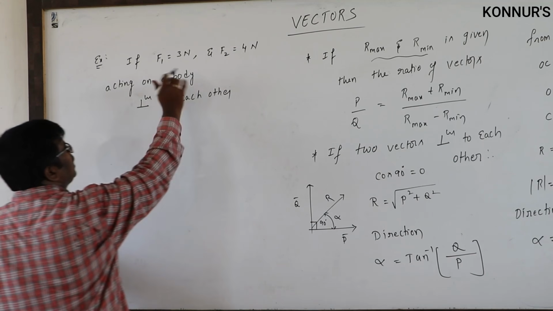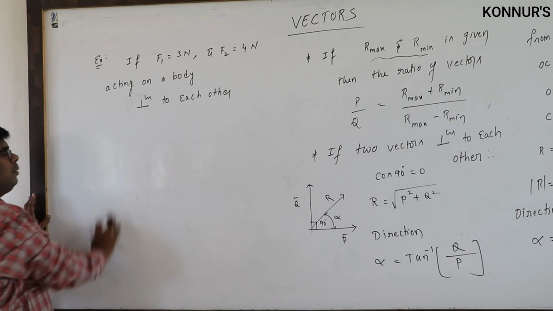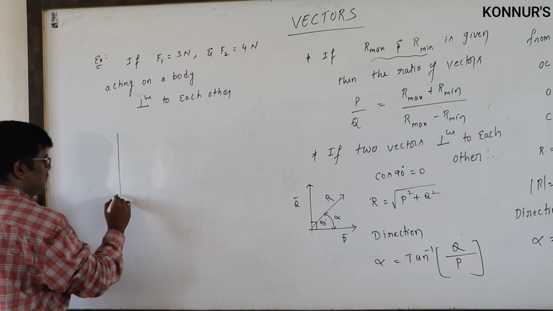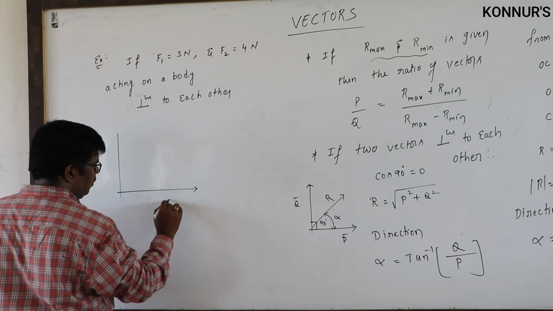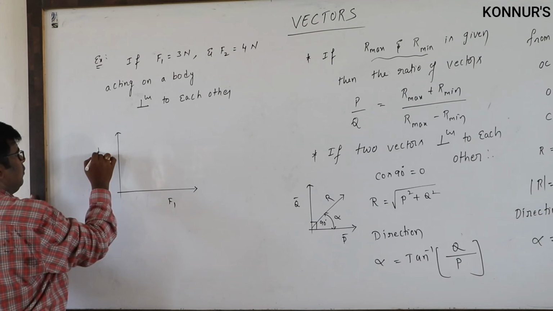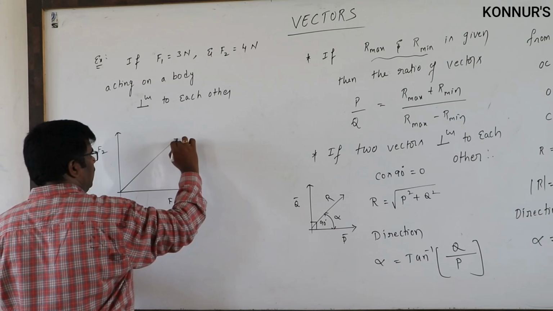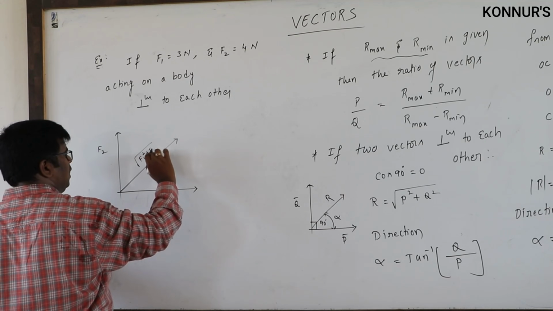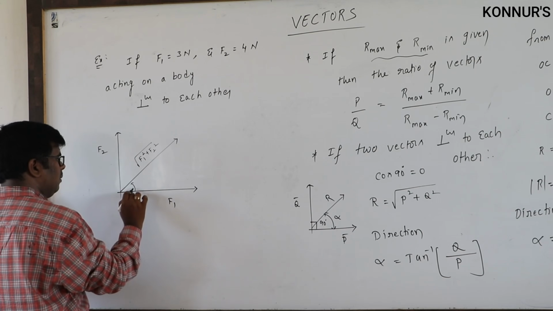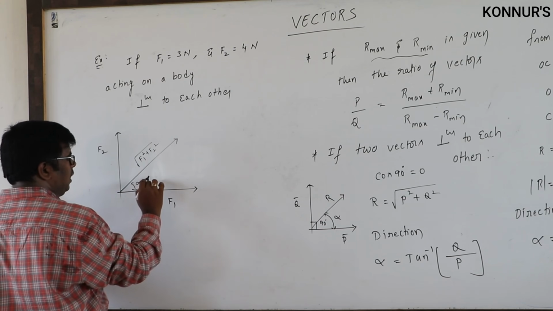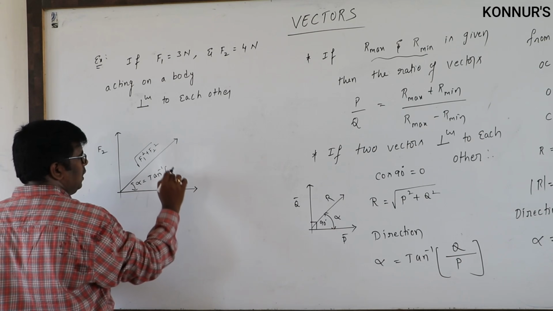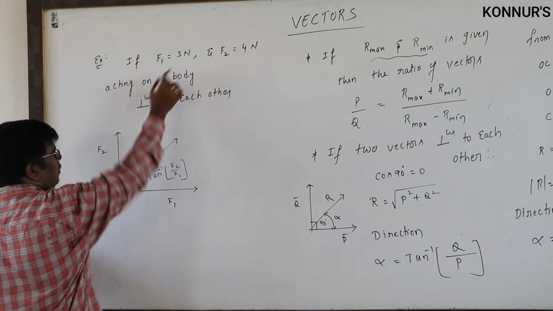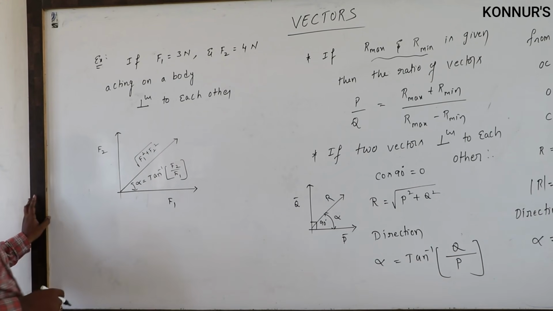So if the two forces are simultaneously acting on a body and they are acting perpendicular to each other, it is a simple thing, you just have to find it like this. Now this is the force F1, this is the force F2, and this is the resultant force, root over F1 square plus F2 square. Then the angle made by the resultant force is alpha equal to tan inverse of F2 by F1. So using this, you substitute here, then you will get the resultant.